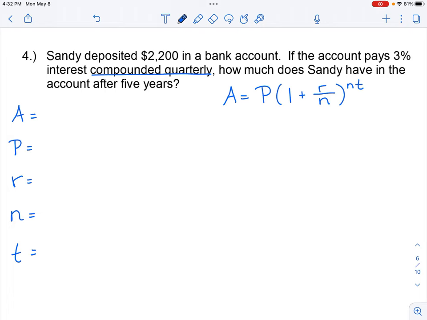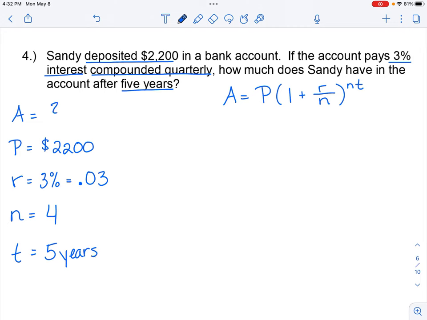All right, so let's go back and read. So we deposited $2,200. So that's the starting balance is $2,200. Okay. The account pays 3% interest. Okay, so the rate is 3% or 0.03. Okay. Compounded quarterly means 4 times in a year because a year can be broken into 4 quarters, 3 months at a time. Okay. How much does Sandy have in the account after 5 years? After 5 years, T is 5 years. So we're just looking for the ending amount.